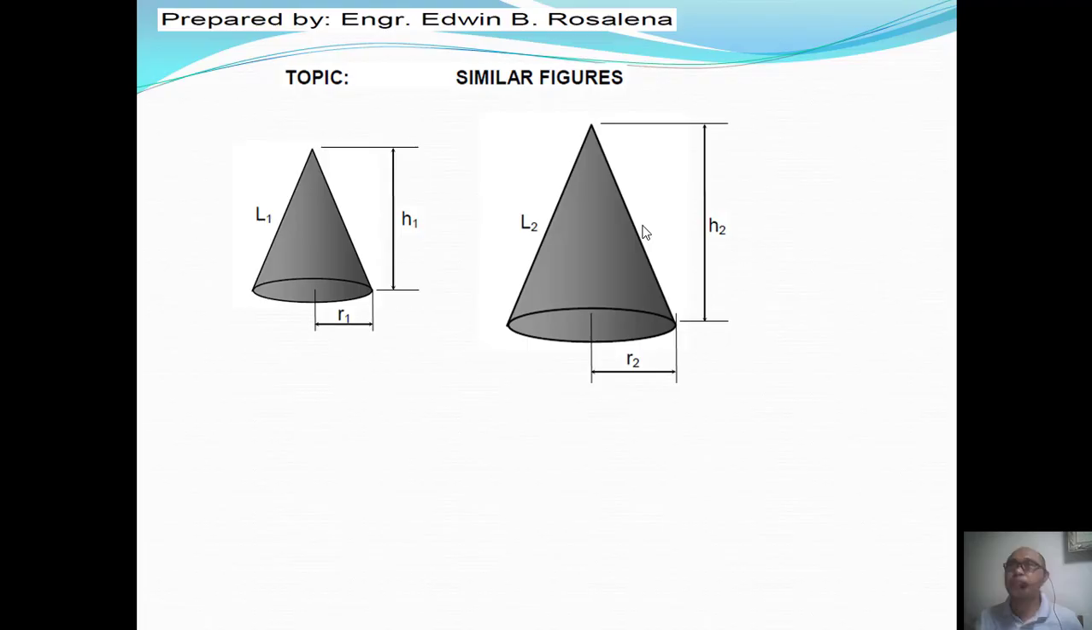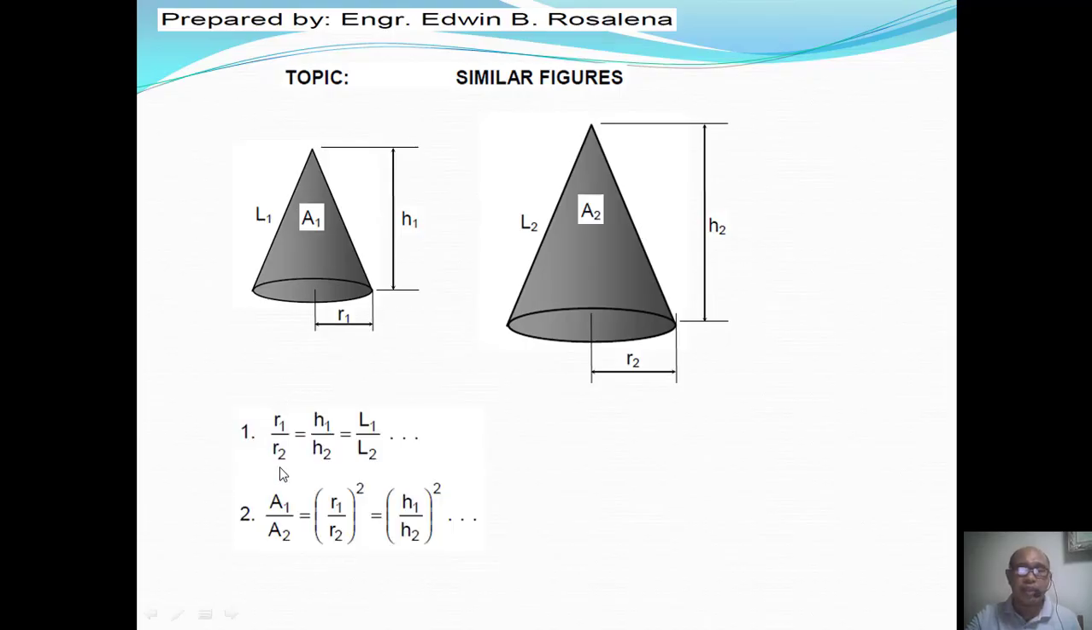First, we have the linear ratio. The corresponding ratios of any linear dimensions are equal. So R1 over R2 equals H1 over H2 equals L1 over L2, and so on, even C1, circumference 1 over circumference 2, as long as you have a linear ratio. The corresponding linear ratios are equal.